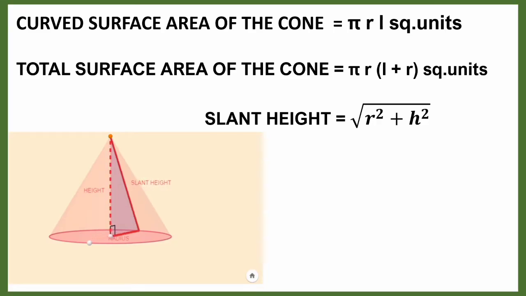Have a look at the formulas to find the curved surface area and total surface area of the cone. Curved surface area of the cone equals πrL square units. Total surface area of the cone equals πr(L + r) square units. Slant height equals square root of r² + h². You should know what r, h and L are.